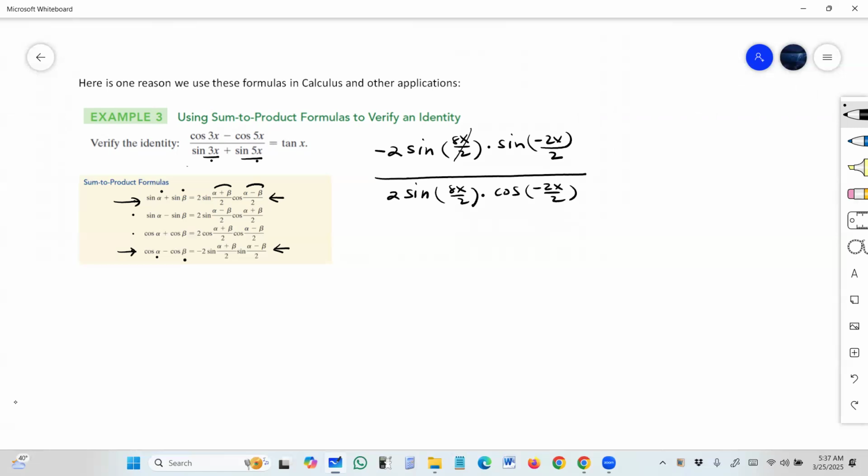So the 8x over 2 is obviously 4x. This is obviously minus x. This is obviously 4x, and this is obviously minus x. So my second round would be minus 2. The minus 2 cancels with this 2, so I have minus 1, and I have times sine of 4x times sine of minus x. And in the denominator, I have sine 4x times cosine of minus x.